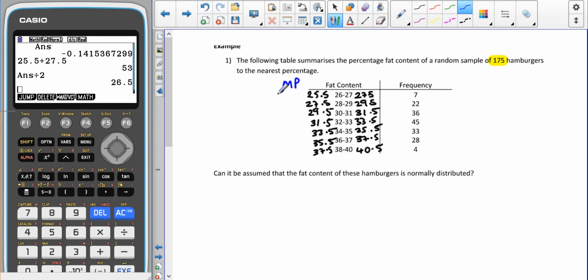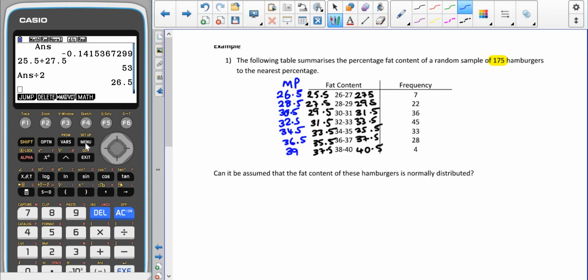So the midpoint for this one is 26.5. This one here would be 28.5. This one would be 30.5. This one would be 32.5, 34.5, 36.5. And then this one here, which goes from 38 to 40, is actually going to be 39. So just be careful that you don't fall into the trap. If you've got different sized intervals, it might not be as easy to find the midpoints.